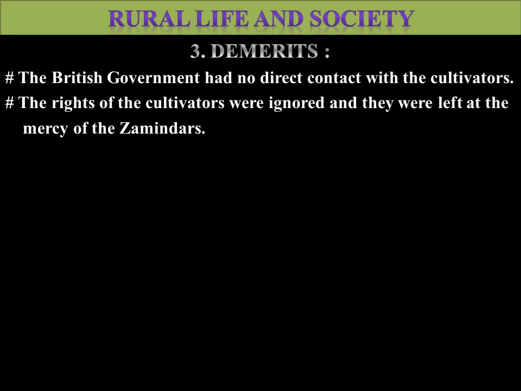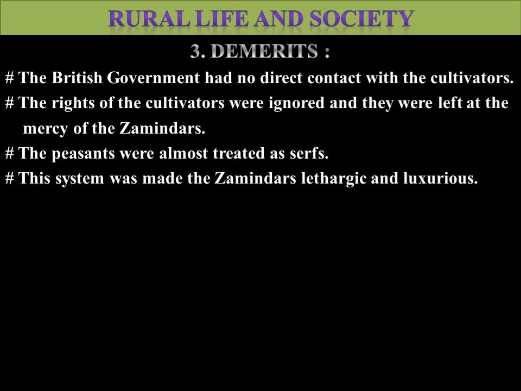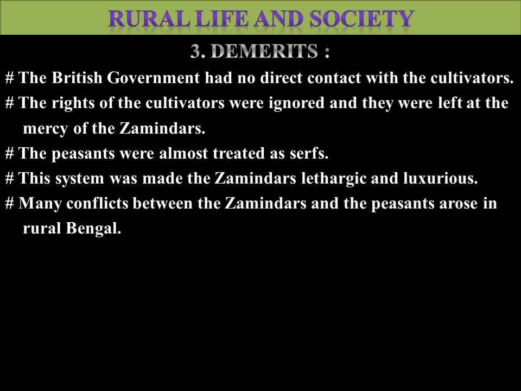We are going to study about the demerits of the Permanent Settlement. The British government had no direct contact with the cultivators. The rights of the cultivators were ignored and they were left at the mercy of the Zamindars. The peasants were almost treated as serfs. The system made the Zamindars lethargic and luxurious. Many conflicts between the Zamindars and the peasants arose in rural Bengal.